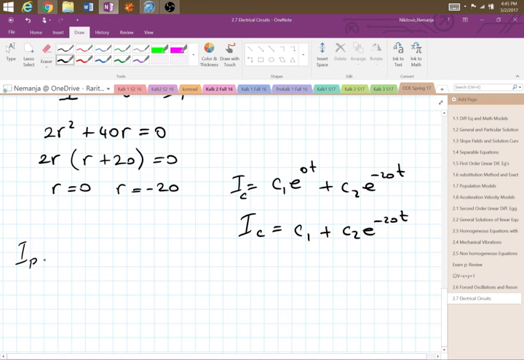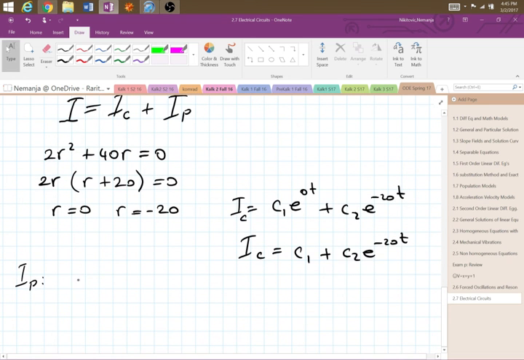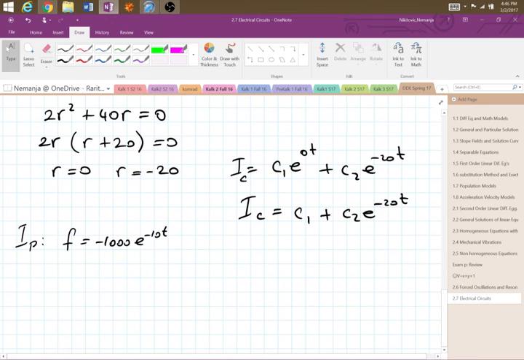A particular solution. So what do I get for the particular solution? It is negative 1000 e to the negative 10t. Now we find a whole bunch of derivatives, but guys, you know what's going to happen, right? This is an e to the t function. It's going to keep changing the coefficient in front, but it's always going to be this.